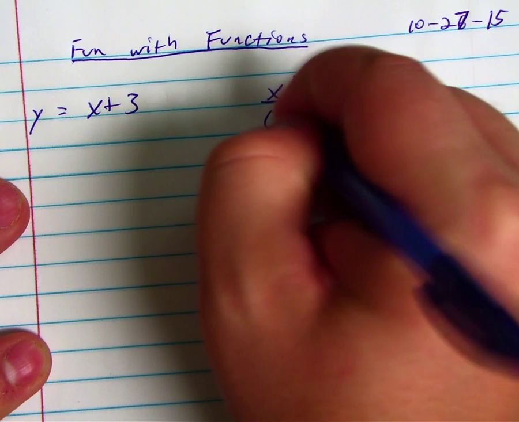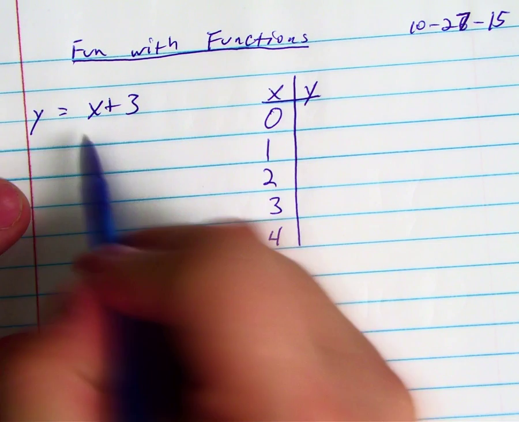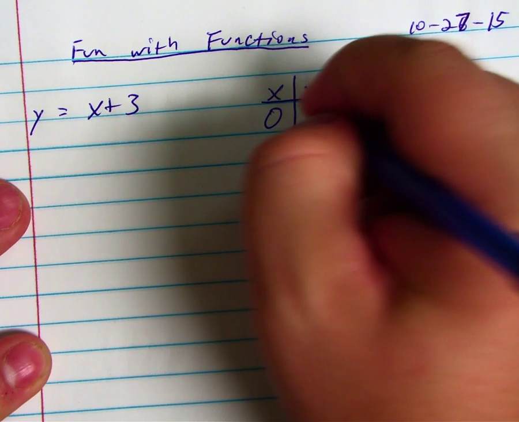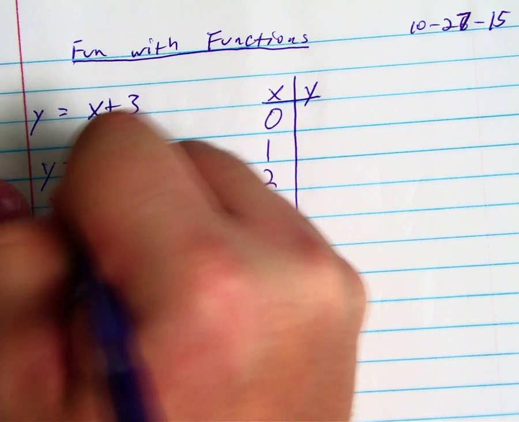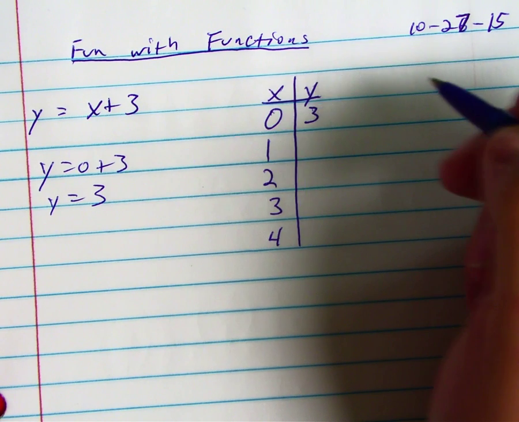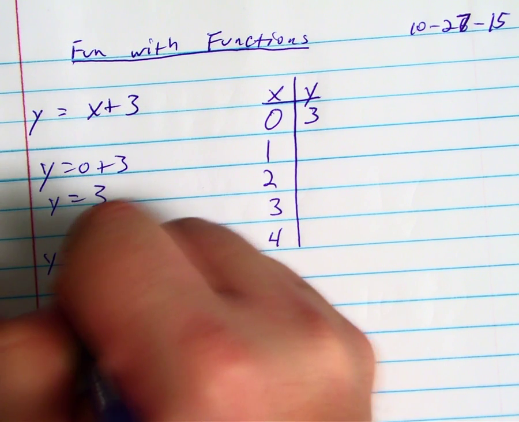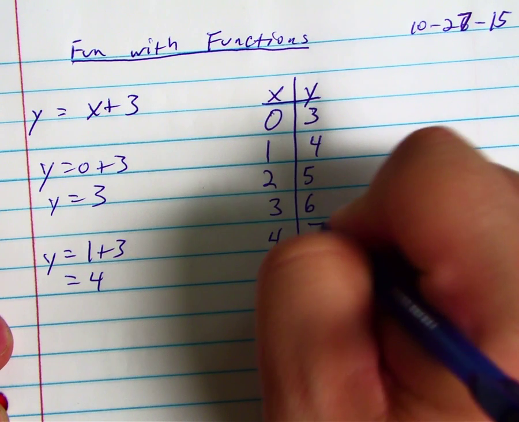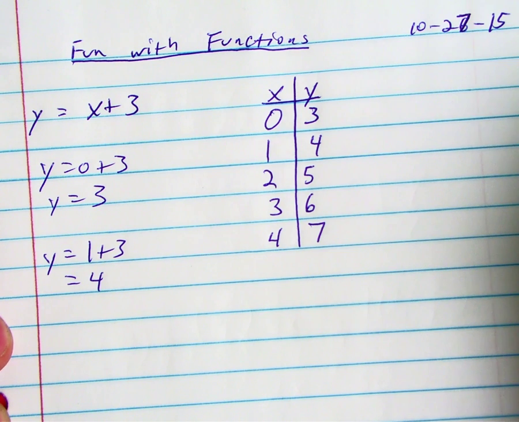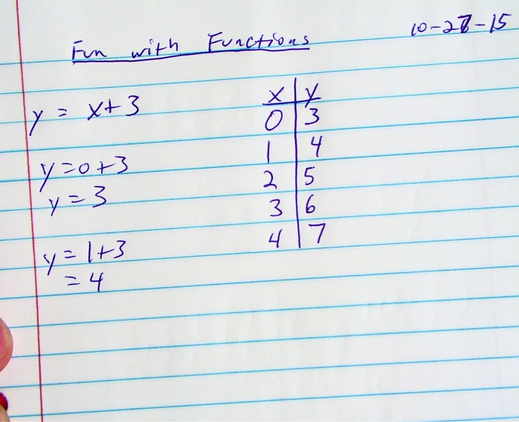Now, if you were to say, what if x is 0, 1, 2, 3, or 4? You would say, well, when x is 0, that's 0 plus 3, y is 3. So your answer there would be 3. Then when x is 1, that's 1 plus 3, which is 4. And hopefully you can pick up the pattern here, that it would be 3, 4, 5, 6, 7. 0 plus 3 is 3, 1 plus 3 is 4, 2 plus 3 is 5, and so on. That is what's known as a function table.